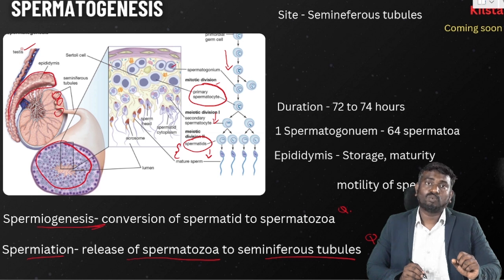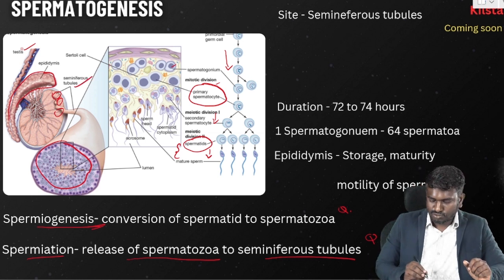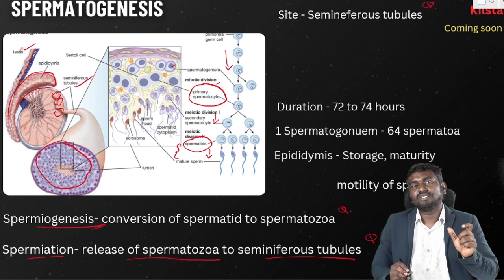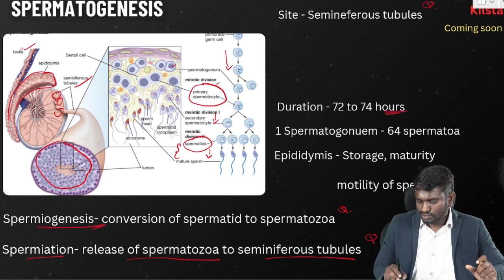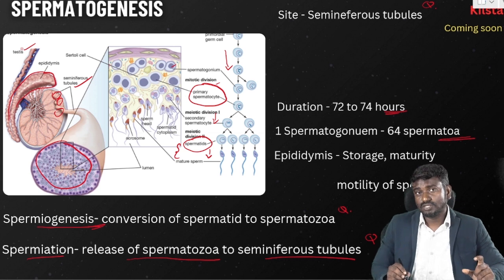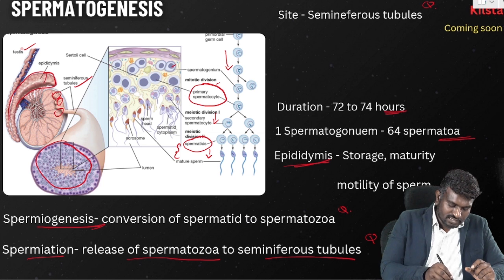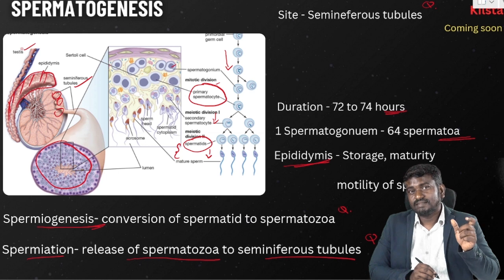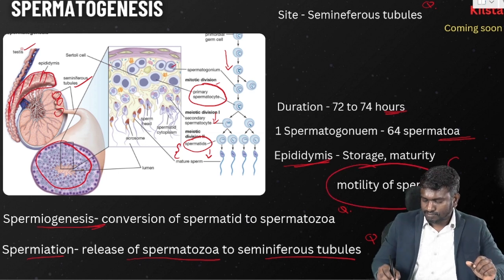What are the other important points? The site. Where does it happen? It happens in the seminiferous tubules. Very important. Duration is going to be 72 to 74 hours. One spermatogonium is going to give 64 spermatozoa, mature sperms. And the epididymis, this region right over here, is going to be the site of storage and maturity, along with motility of the sperm.